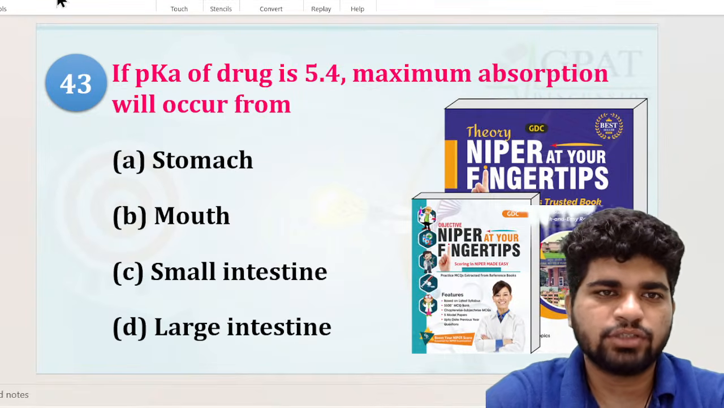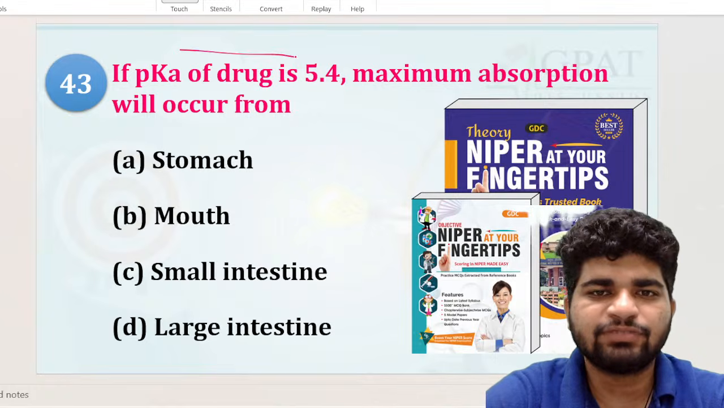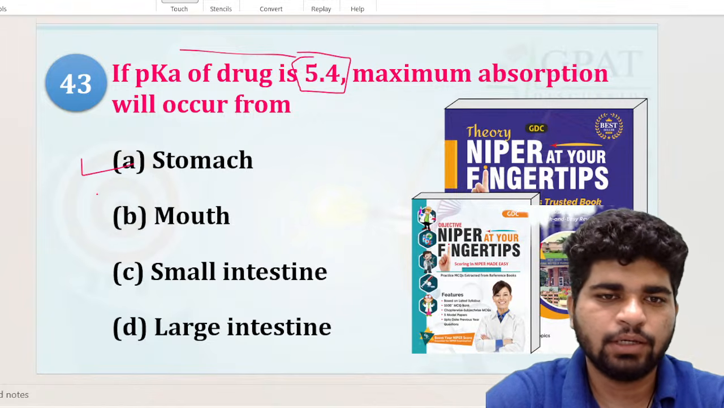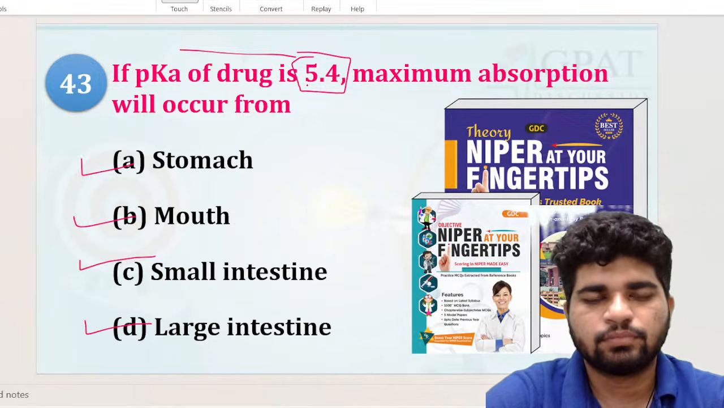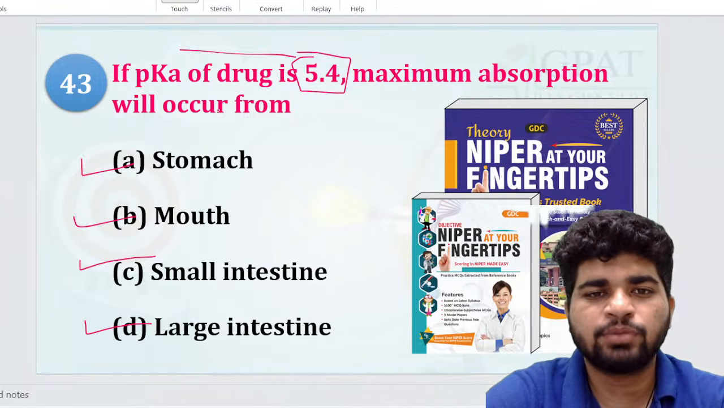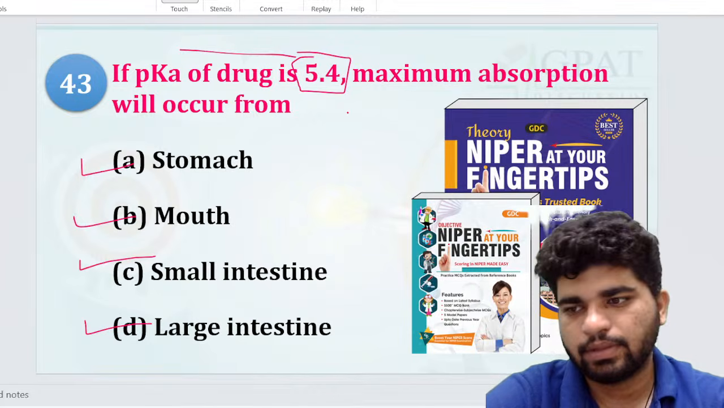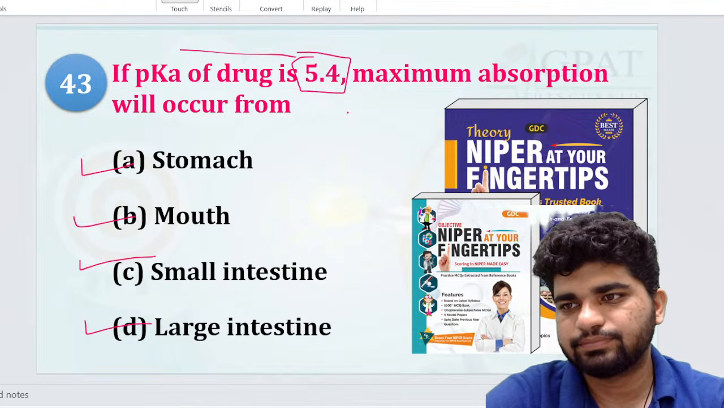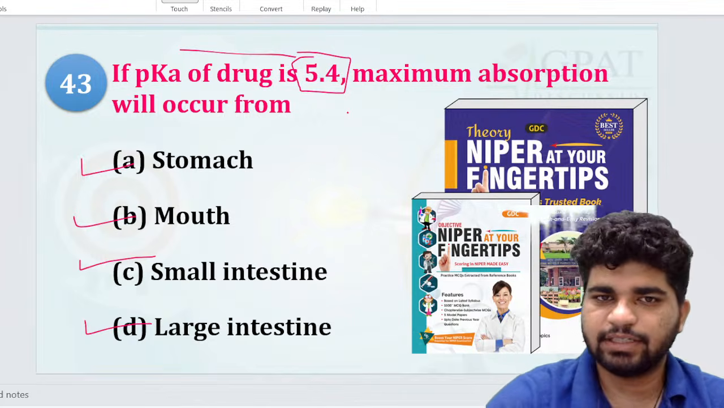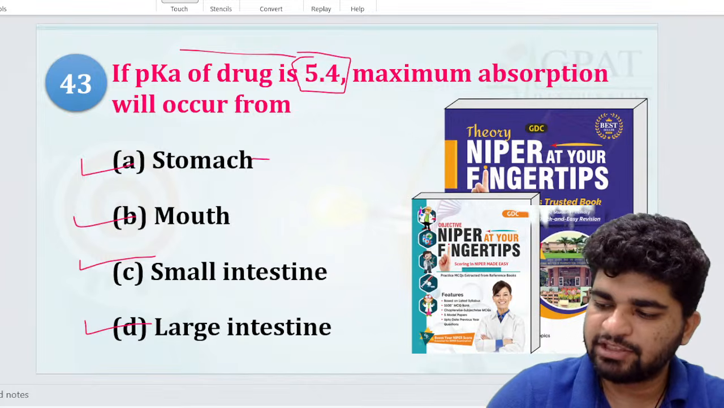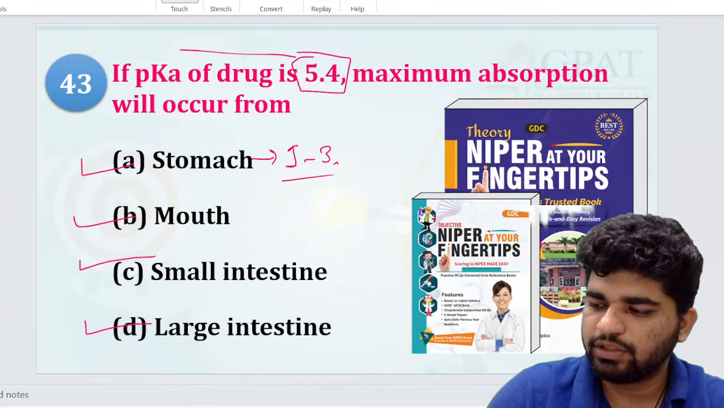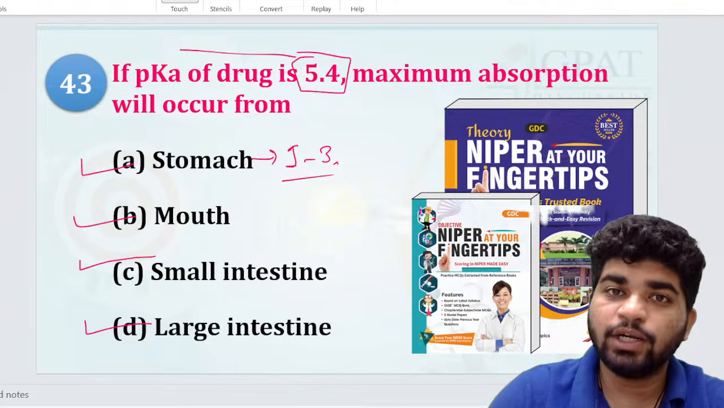Okay. Now, this one. If pKa of drug is 5.4, maximum absorption will occur from through stomach, through mouth, through small intestine, or large intestine. Yes, maximum absorption will occur from. If pKa of drug is 5.4. Simple it is, right? pKa of drug is 5.4 and stomach, it's 1, 2, 3.